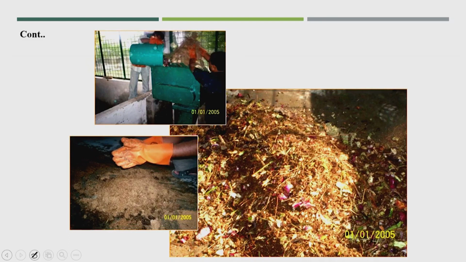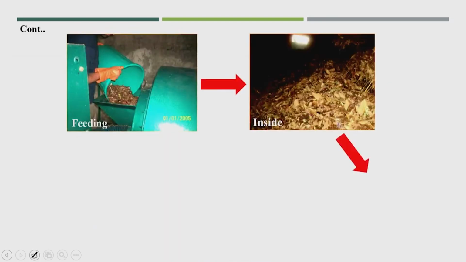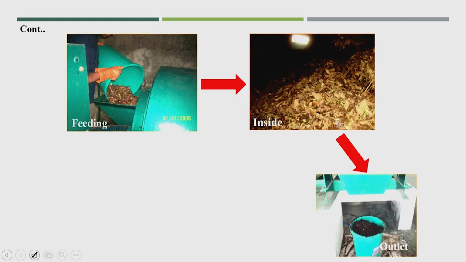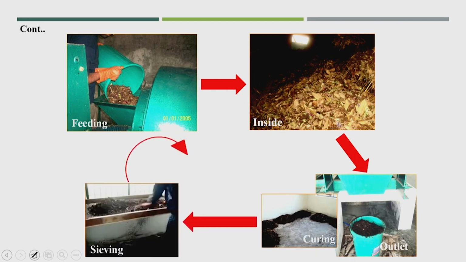So, this is a proper mixing of material once you feed. This is the inside, and this is the outlet after 7 days, and you will be required curing for 15 days, and after sieving we will get good quality compost.